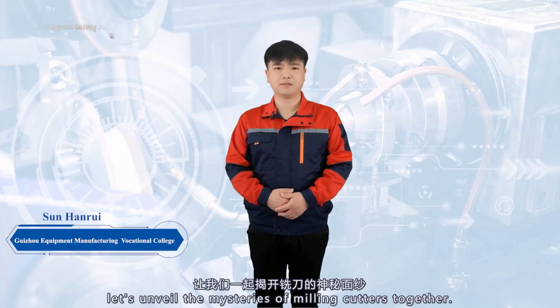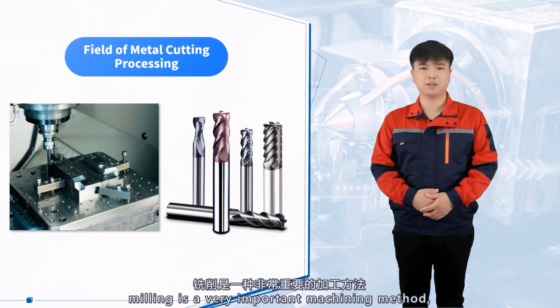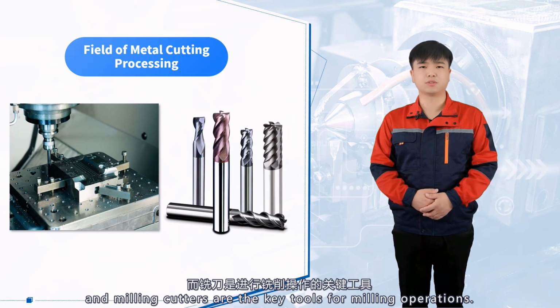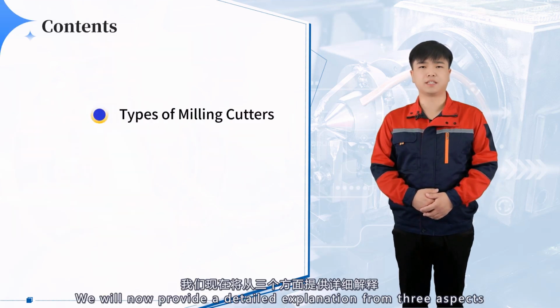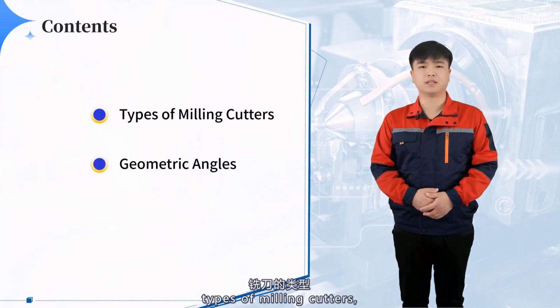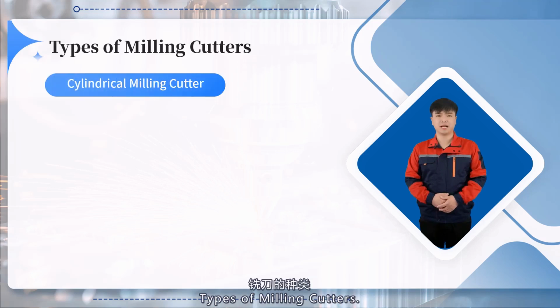Next, let's unveil the mysteries of milling cutters together. In the field of metal cutting, milling is a very important machining method, and the milling cutters are the key tools for milling operations. We will now provide a detailed explanation from three aspects: types of milling cutters, geometric angles, and ISO coding. Types of milling cutters.